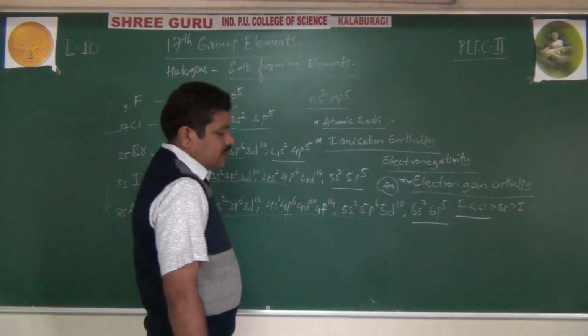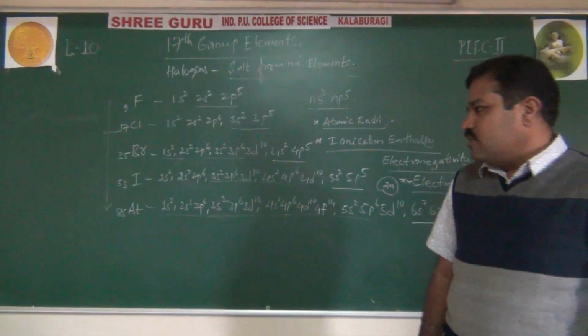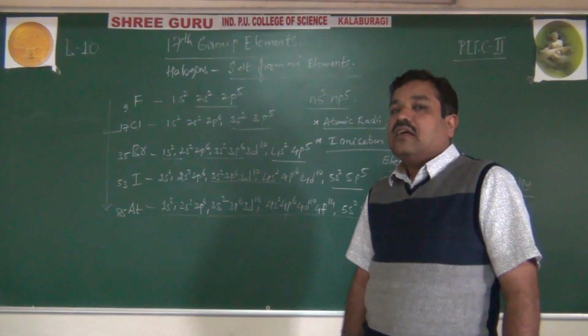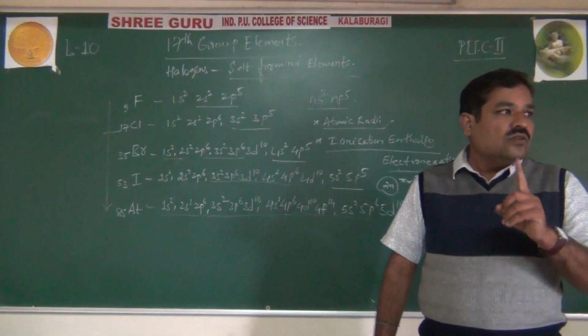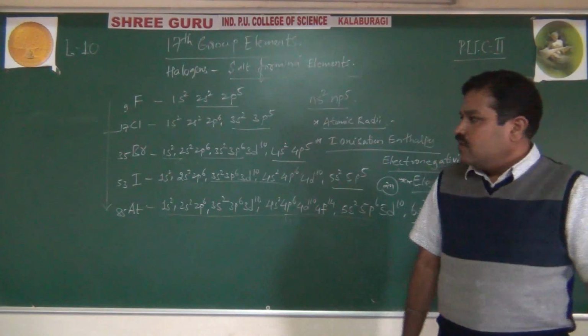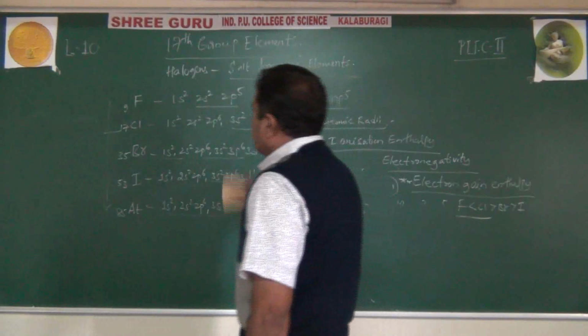See, non-metallic character definitely decreases down the group. And these are the most electronegative elements, with higher ionization enthalpy. Why? Because they are deficient of only 1 electron to complete the octet structure. Right? That's all about physical properties.